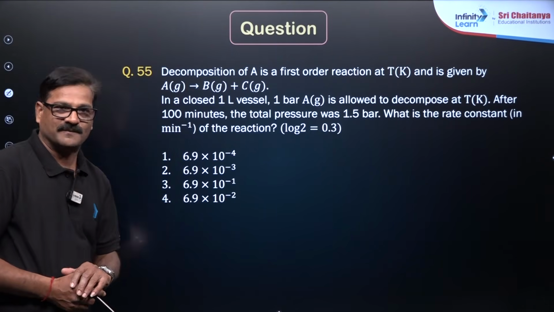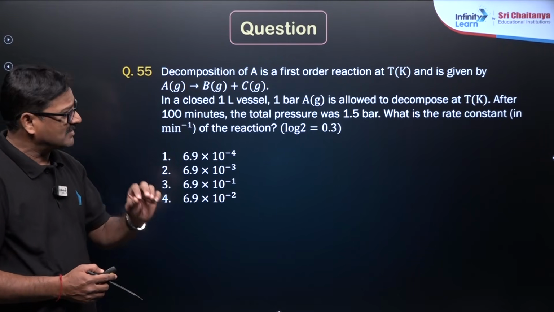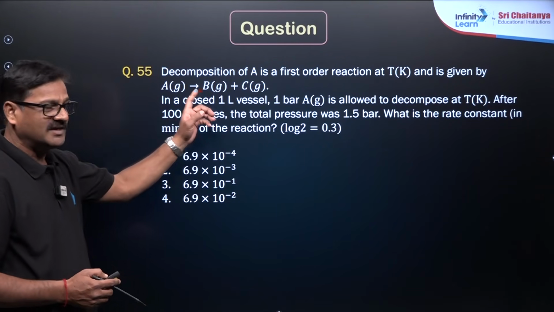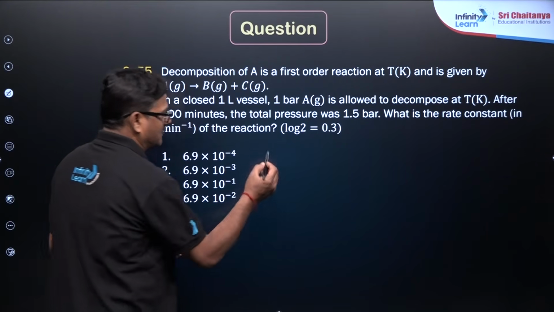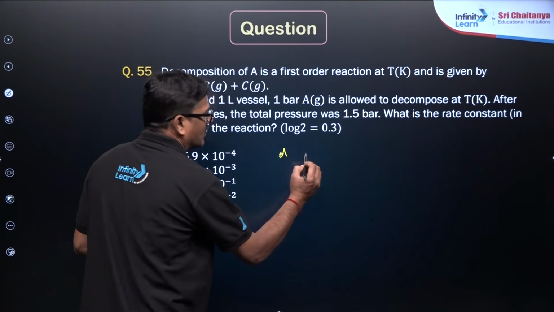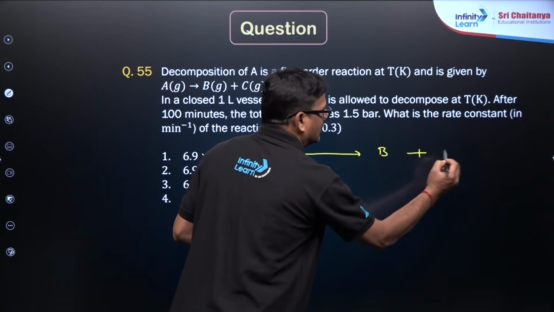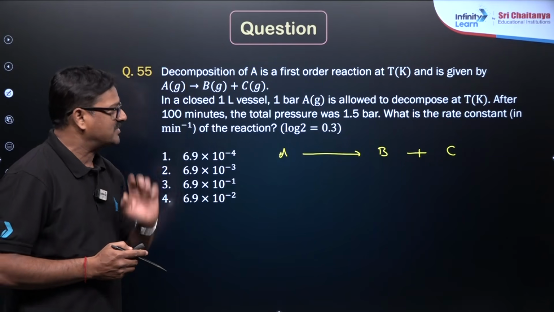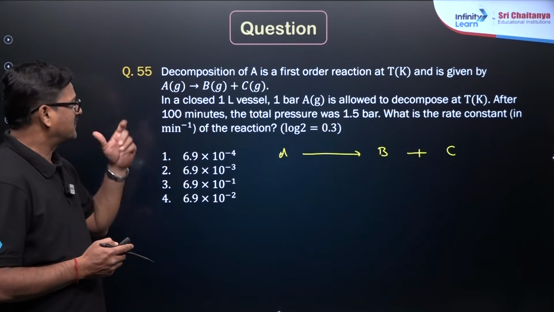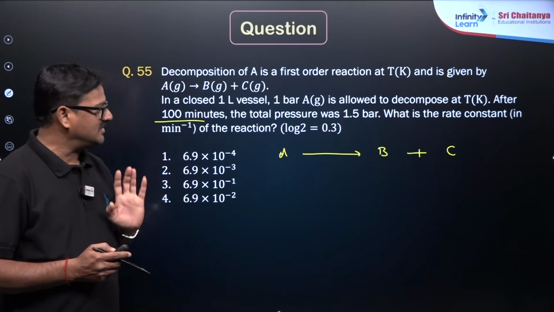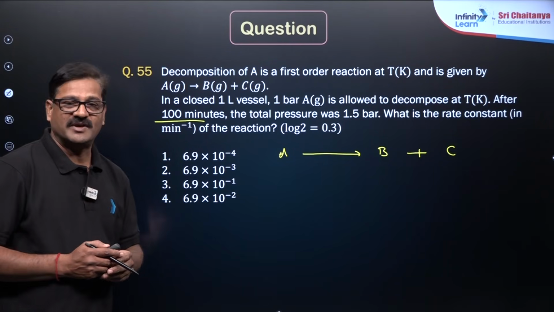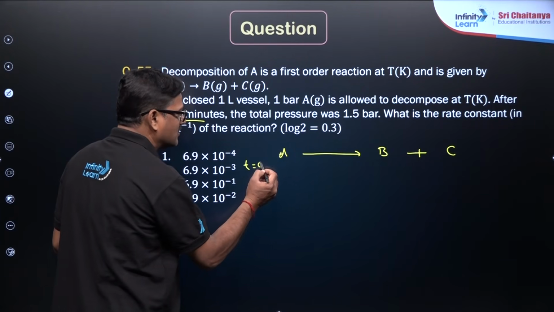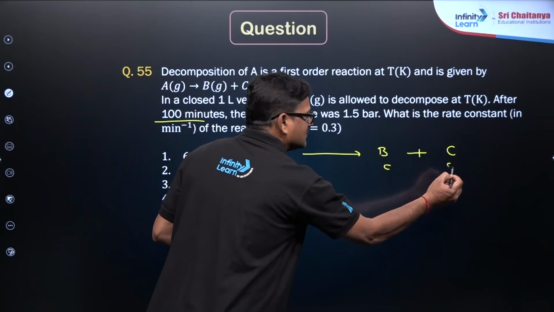Here it is one more question. Decomposition of A in a first order reaction at T Kelvin temperature, and it is given as A gives rise to B plus C, all in the gaseous state. In a closed 1 liter vessel at 1 bar pressure, it is allowed to decompose. After 100 minutes, the total pressure is going to be 1.5. So initially, when time t is equal to 0, pressure is P and 0 and 0.